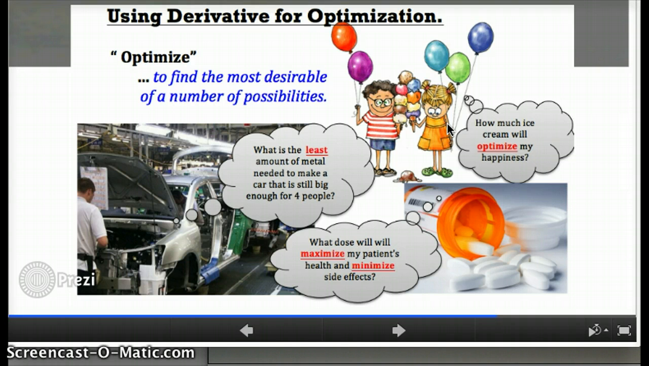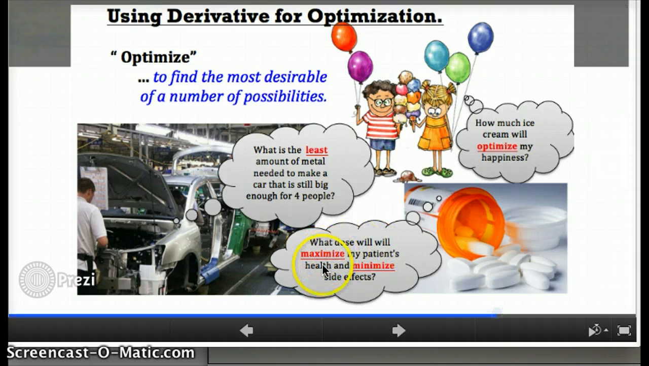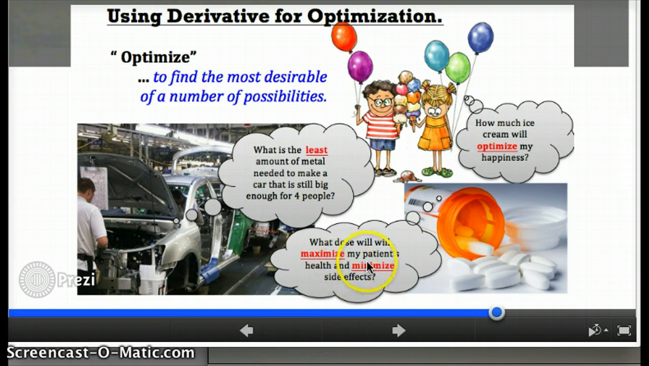To think about a slightly more serious example, when a doctor writes a prescription, they have to think about what dose is going to maximize the health benefit to the patient while also minimizing the side effects. Too much medicine and the patient may just end up feeling worse because of the side effects. Too little medicine and it won't do any good. Finding that number in the middle is optimizing the amount of medicine they take.